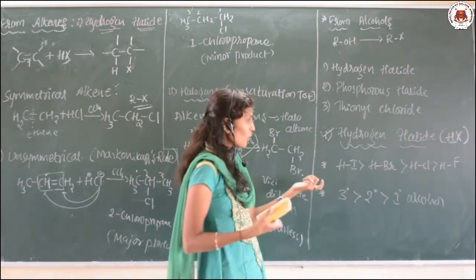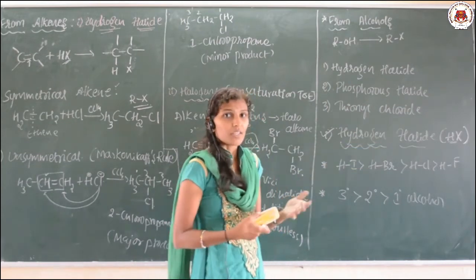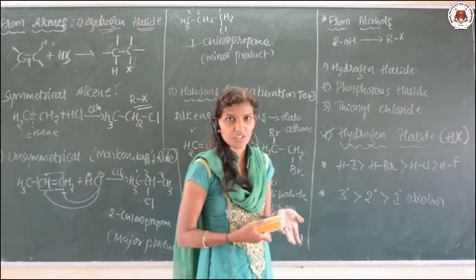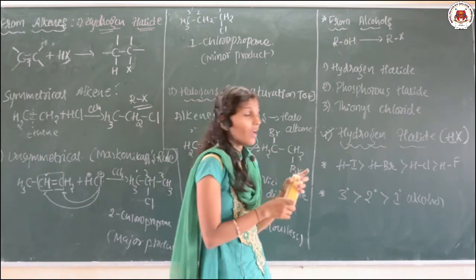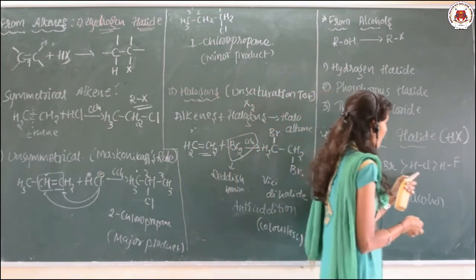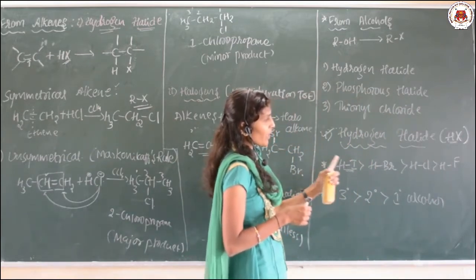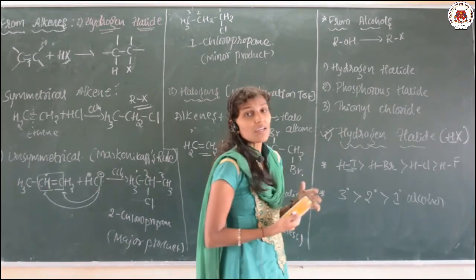On the basis of the hydrogen halide, the rate of reaction for HI will be faster, because iodine is bigger in size, it can easily break. So the reactivity of HI is greater than HBr, than that of HCl, than that of HF. So this is the reactivity series with respect to the hydrogen halide.